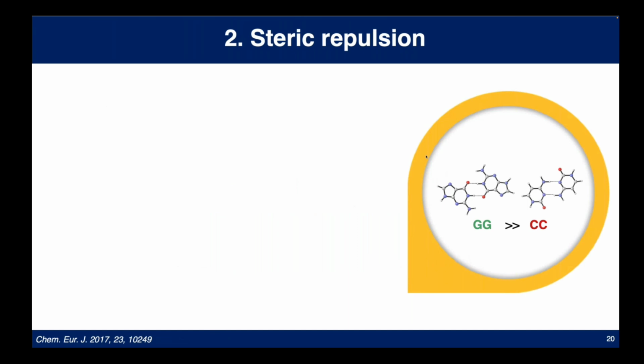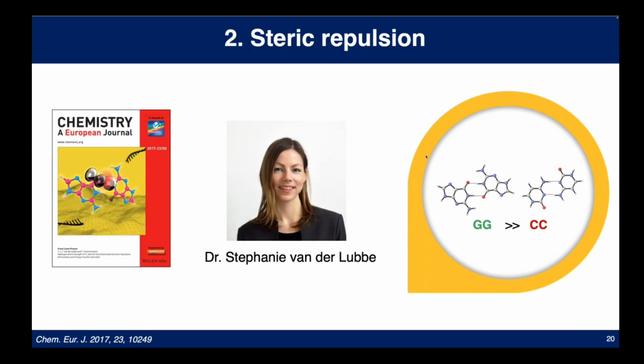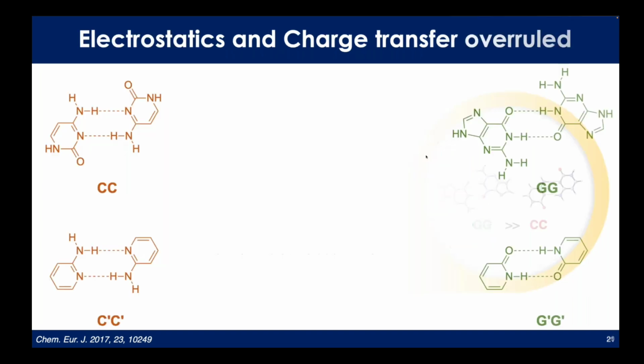The next thing I want to show you is about the difference between GG and CC, so the guanine-guanine dimer and the cytosine-cytosine dimer. Guanine-guanine is more strongly bound than the CC one, and I will show you that this is due to steric repulsion. This work was done by Dr. Stephanie van der Lubbe. And for that, we go to these systems.